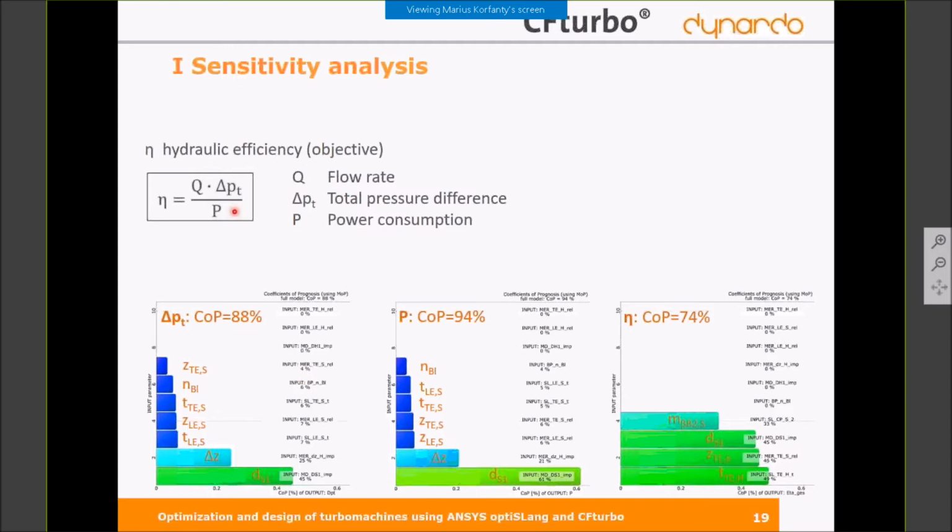But the sensitivity analysis identifies that only 7 parameters are important, which are in detail: the shroud diameter, axial extension, the tangential coordinate of the leading and trailing edge, the axial position of the leading and trailing edge, and also the number of blades. So we can say that our set of parameters can be reduced from 15 to only 7 parameters.